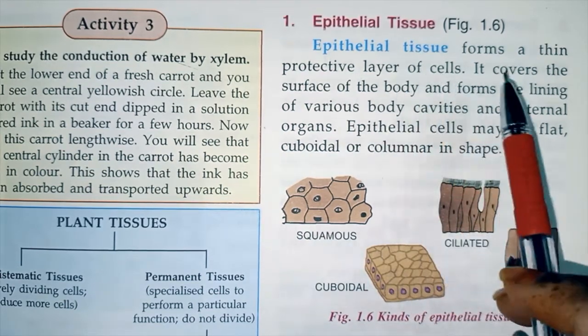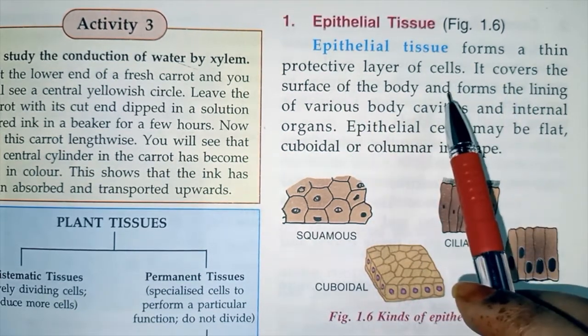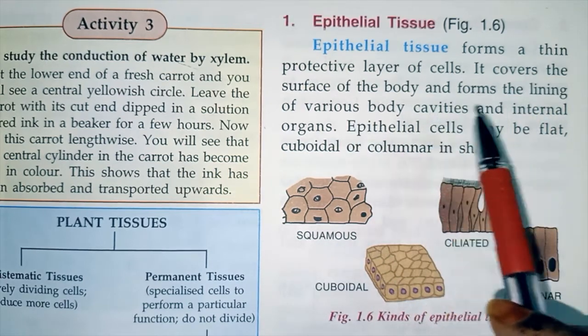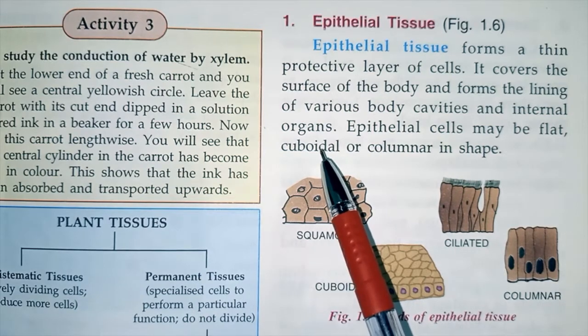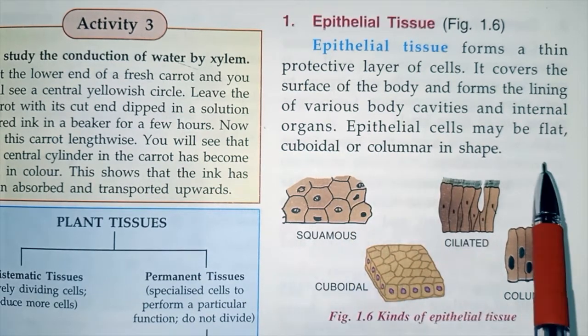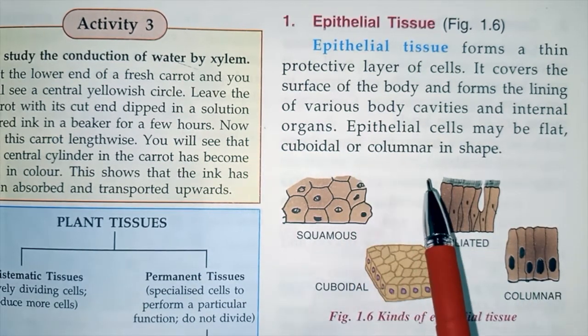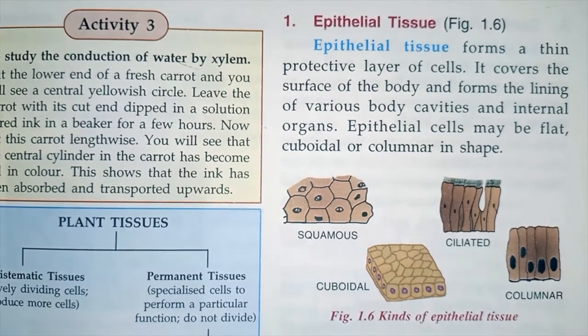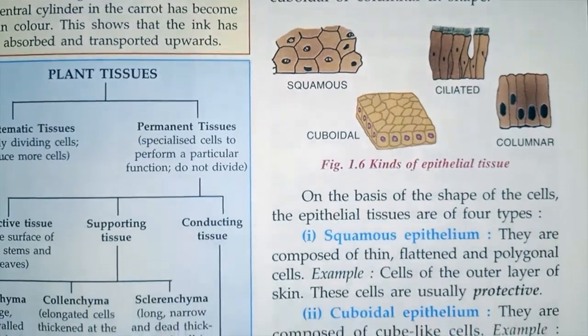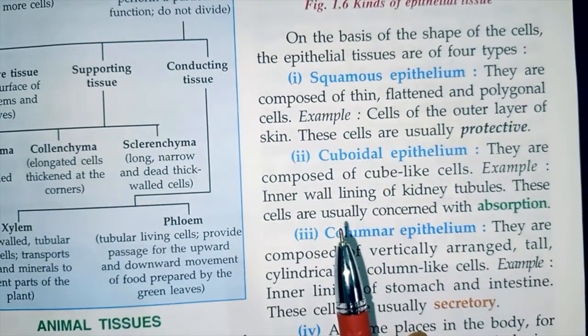Epithelial tissue forms a thin protective layer of cells. It covers the surface of the body and forms the lining of various body cavities and internal organs. Epithelial cells may be flat, cuboidal or columnar in shape. So they are the covering tissues. Alright. So now we are going to learn about the types of epithelial tissues.